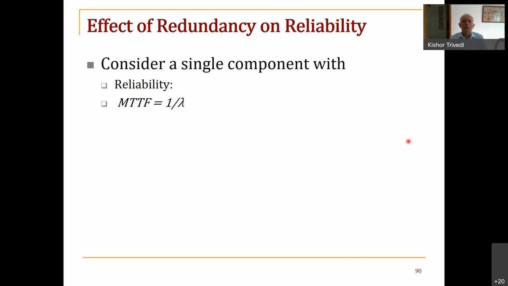So suppose that you have a single component, like a disk or whatever, and suppose that the time to failure distribution is exponential. We have taken a very simple case. It can be developed with anything else. So the reliability function is e to the power minus lambda t. Lambda is the failure rate, and the mean time to failure is 1 over lambda in this case.